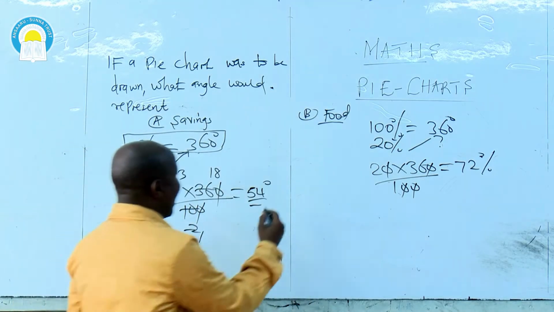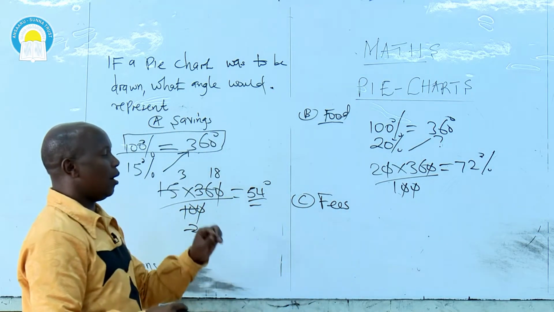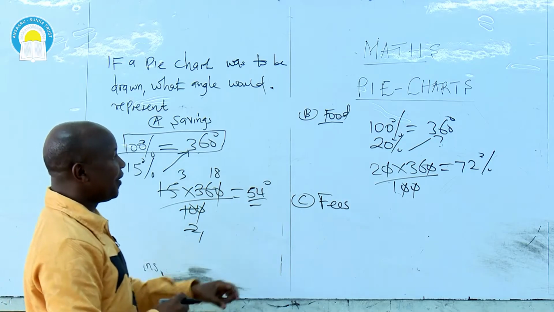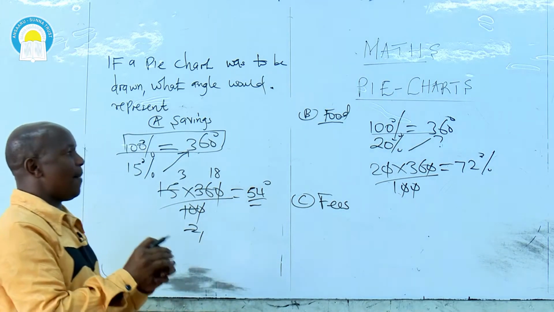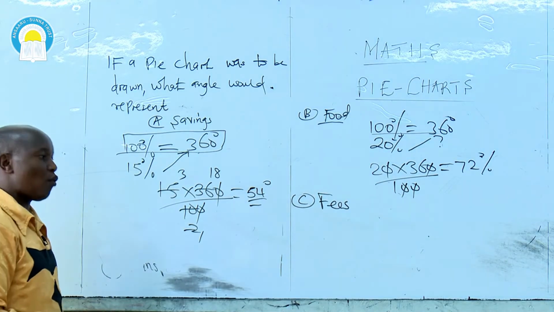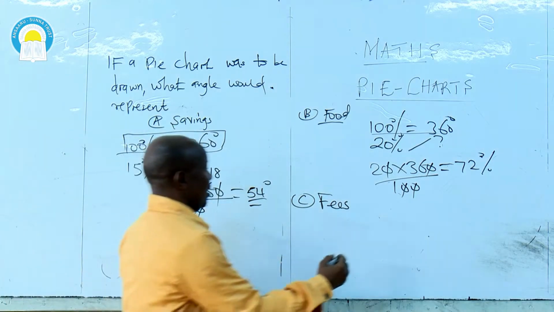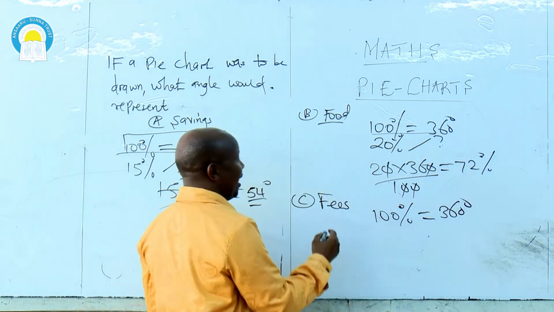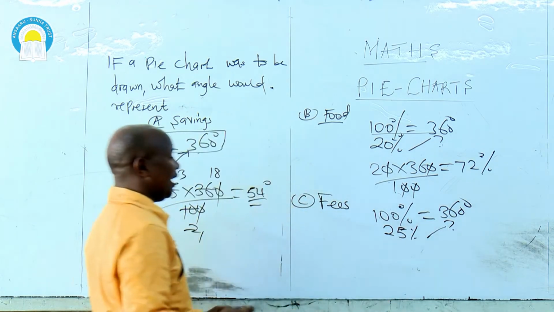The last example is on school fees. Suppose they ask you, if a pie chart was to be drawn, what angle would represent the school fees? I want you to understand this point: in each and every question, there must be a very important point that you must use to get the rest of the asked question. So the same stem I'm using everywhere: 100% is equivalent to 360 degrees. Then fees was 25%. What about 25%, so that I get the degrees represented in school fees?